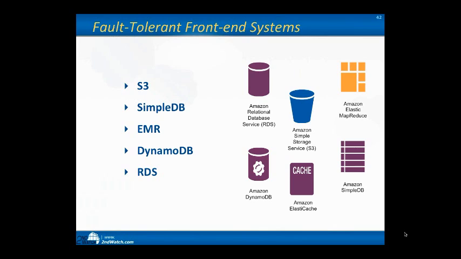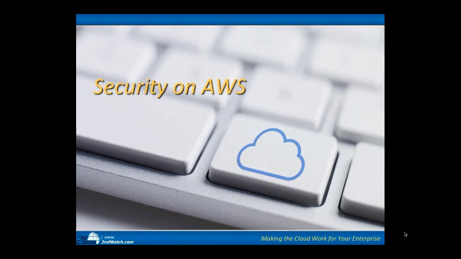A lot of their other data services are also set to be fault tolerant, and we use them extensively in designs for making sure that systems are highly available. Again, and next slide, please. Again, that's just sort of a quick overview of some of the things that are available within AWS. So security on AWS.